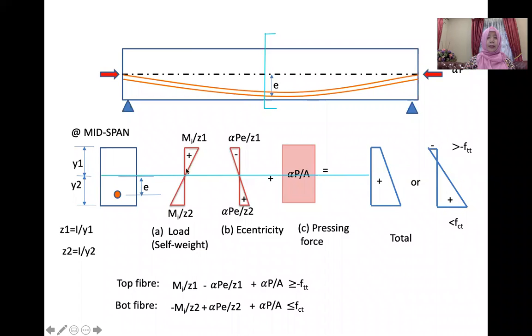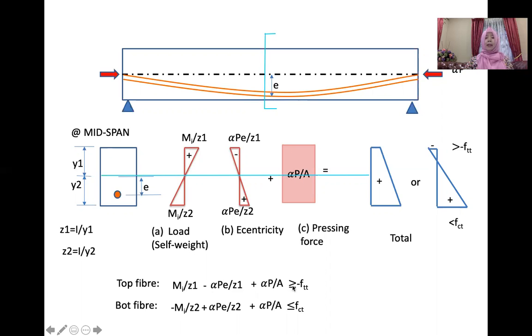It is the opposite of the self-weight, and then we must add up the force as if applied at the center. Although the P now is at the eccentricity, we must also take into account P applied at the centroid, at this neutral axis. So alpha P over A. So we can get this formula. This formula is for the top fiber. We must sum it up. We get M over Z1, this one minus, plus.